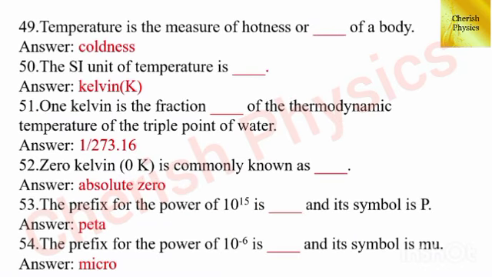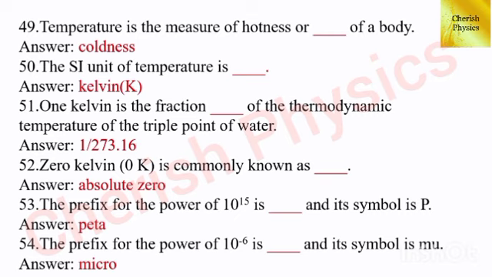Temperature is the measure of hotness or coldness of a body. The SI unit of temperature is Kelvin. 1 Kelvin is the fraction of the thermodynamic temperature of the triple point of water. The answer is 1 divided by 273.16. 0 Kelvin is commonly known as absolute zero.